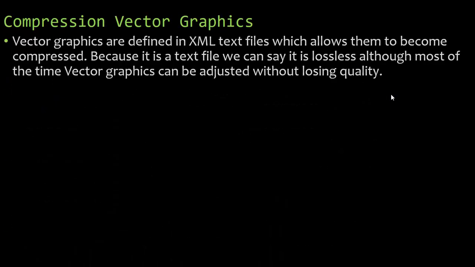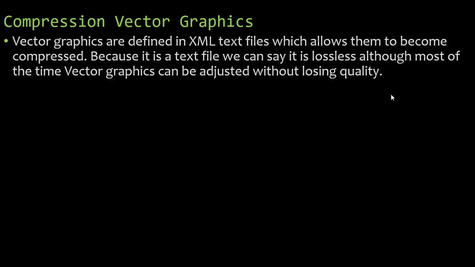All right, vector graphics. They're defined in XML text files, which allows them to become compressed. Now, because it's a text file, we can say it is lossless, although most of the time vector graphics can be adjusted without losing quality. We talked about this with bitmap images. Bitmap images, when you stretch them out, become distorted because the amount of pixels doesn't change.